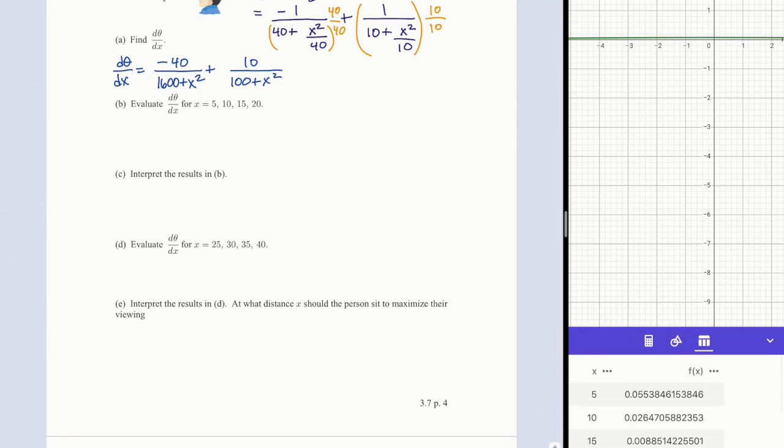And so what we can see, what we want to summarize here, is that d theta dx is positive for x equals 5, 10, and 15, but d theta dx equals 0 for x equals 20.